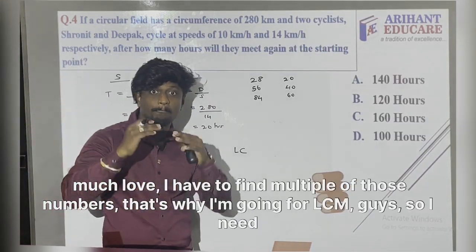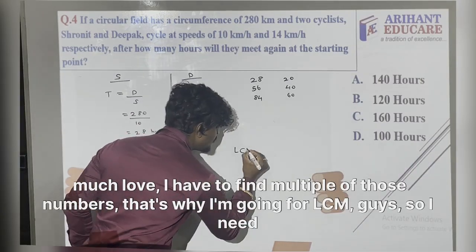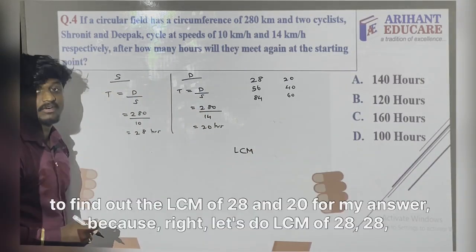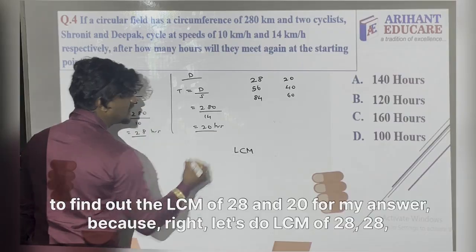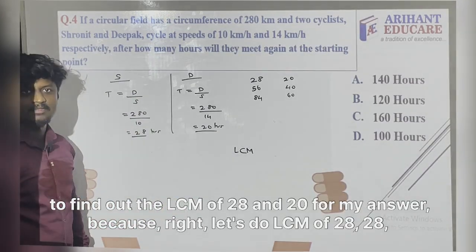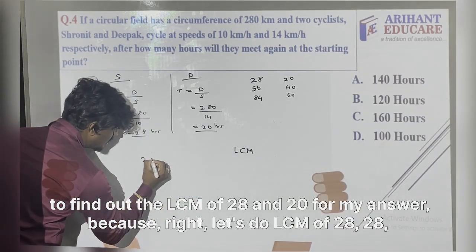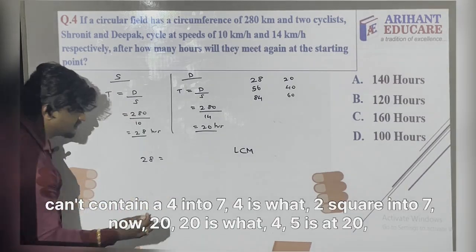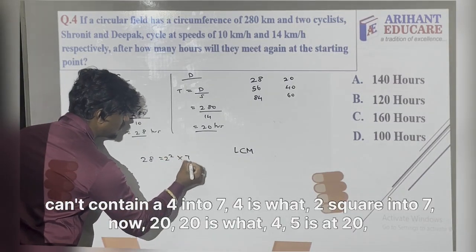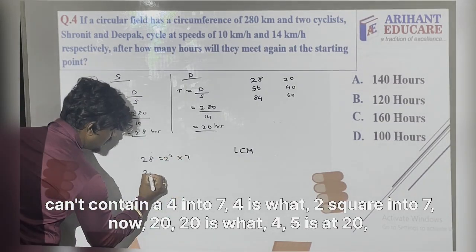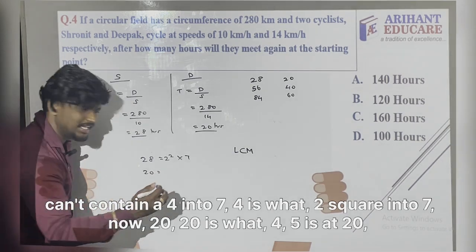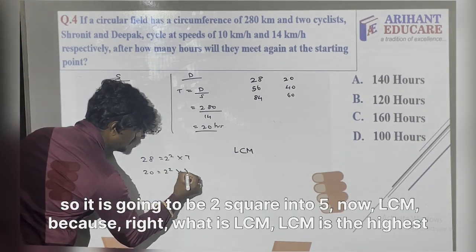Matlab, I have to find multiples of those numbers. That's why I'm going for LCM, guys. So I need to find out the LCM of 28 and 20 for my answer to be correct. Right? Let's do the LCM of 28. 28 can be written as 4 into 7. 4 is what? 2 square into 7. Now, 20 is what? 4 5s are 20. So it is going to be 2 square into 5.